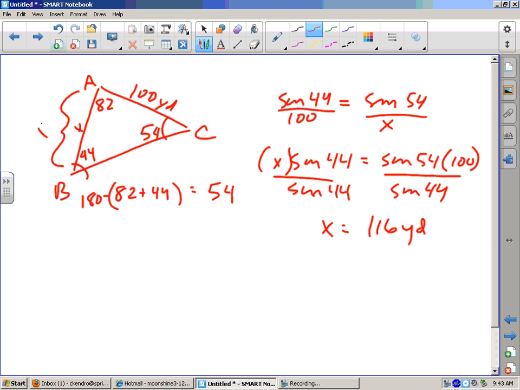Now I'll do a quick inventory here. If this is 44 and it's 100 yards, 54 is 116. That makes sense. 54 is bigger, so it should have the bigger number with it. Okay, and that's about it for this section. Pretty straightforward, pretty easy.